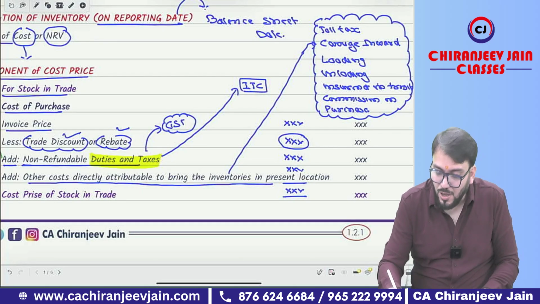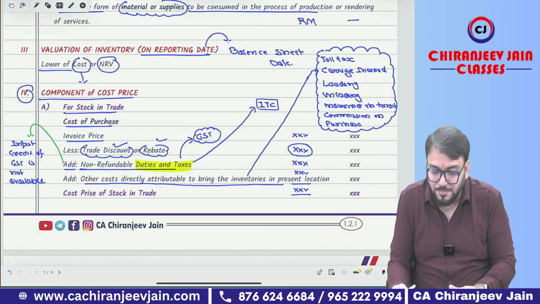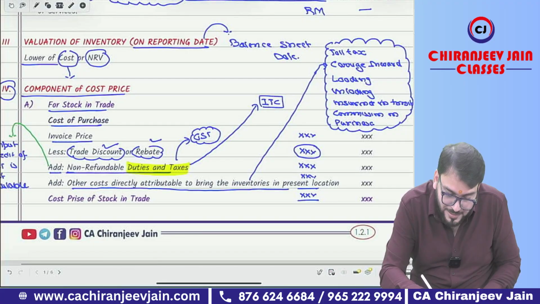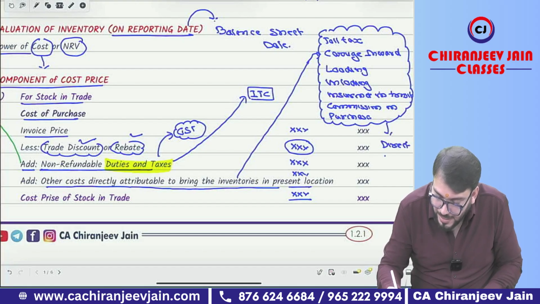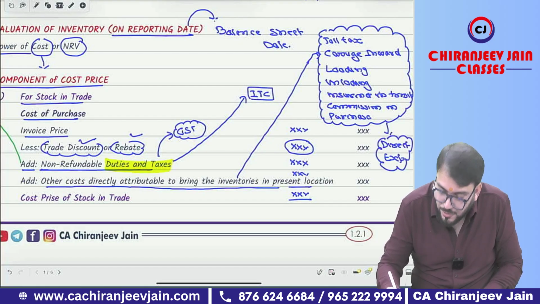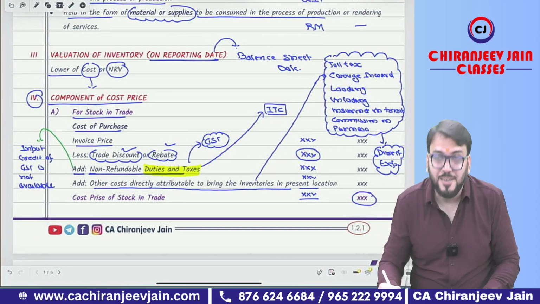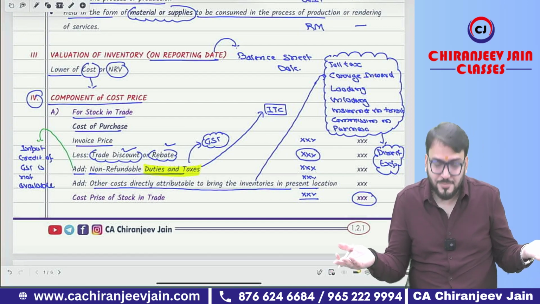Correct? And we call it what? We call it all the direct expenses. These are nothing but direct expenses. Are you able to understand? Any doubt? So this becomes the cost price of inventory. This becomes the cost price of inventory. Any doubt? No doubt.